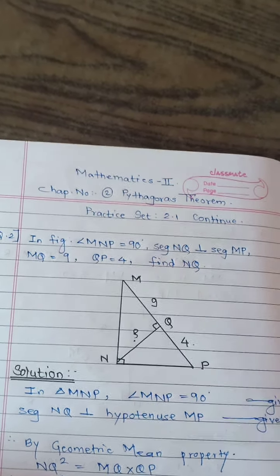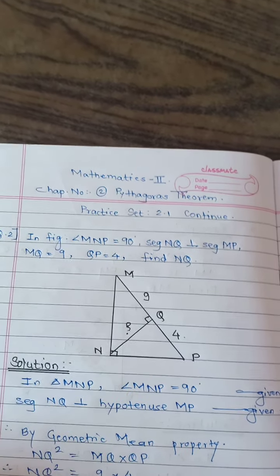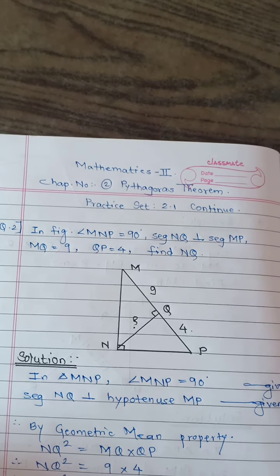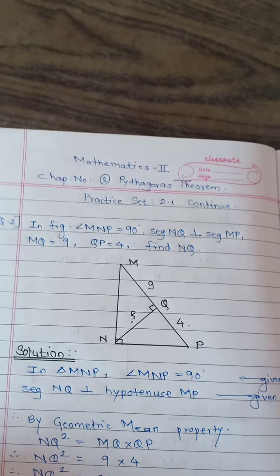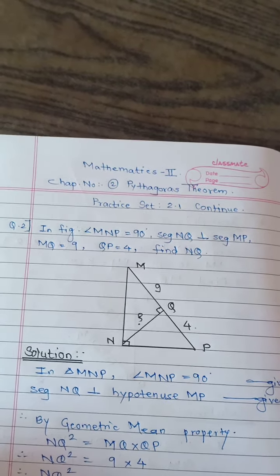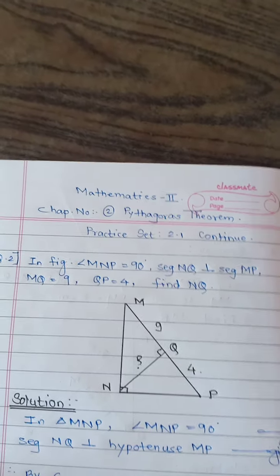Let's continue with chapter number 2, that is Pythagoras theorem, practice set 2.1. In the last lecture you have completed practice set 2.1, main question number 1, where you had to identify whether the given triplet is a Pythagorean triplet or not. Now let us continue with the same practice set with main question number 2.